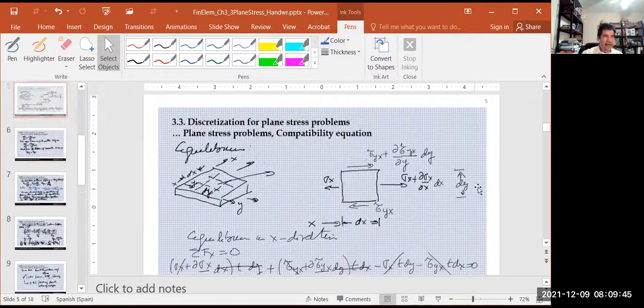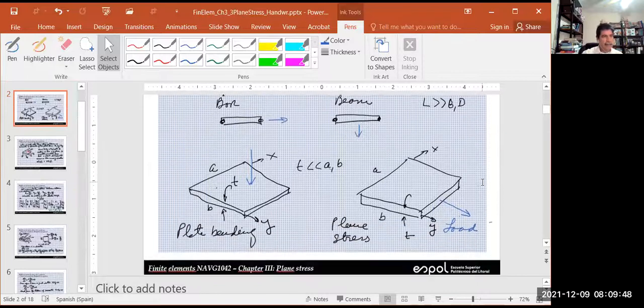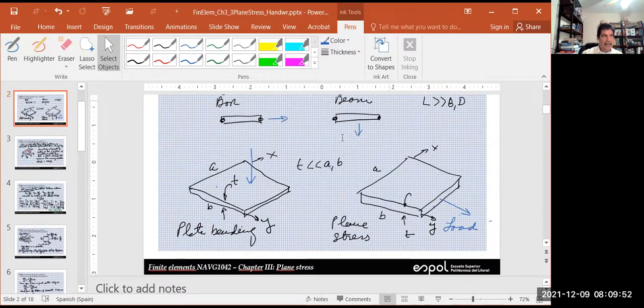Let me go back to the beginning. This is plane stress. This is what we're working on. So we have a structure which has dimensions that are very important, not only in the X direction, but also in the Y direction. The third dimension, the thickness, is very small. In that case, we can simplify: sigma z is negligible, tau xz and tau yz are also negligible, and we can analyze this with only 3 elements of the stress tensor. But this structure is in the XY plane.